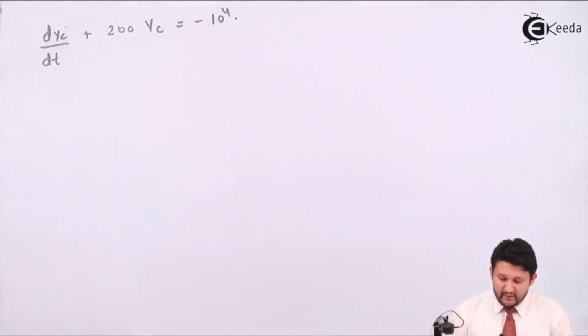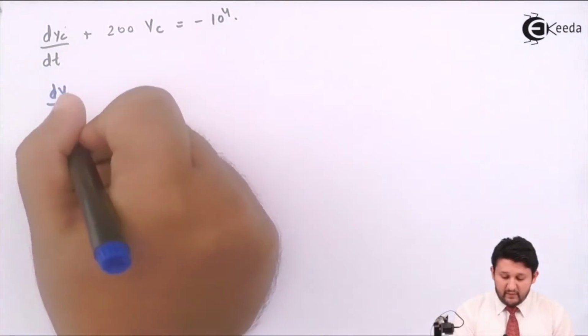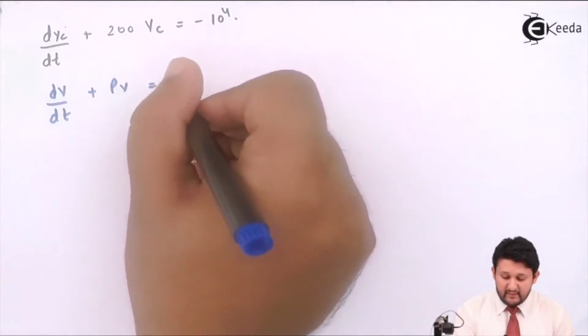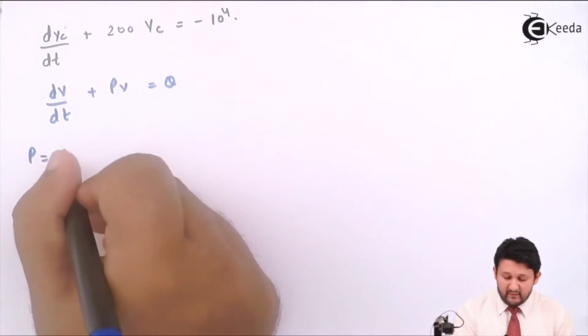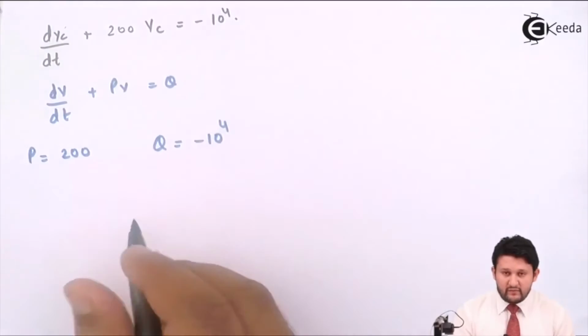So compare the above equation with dv upon dt plus pv equal to q. The value of p is equal to 200. The value of q is equal to minus 10 raised to 4.